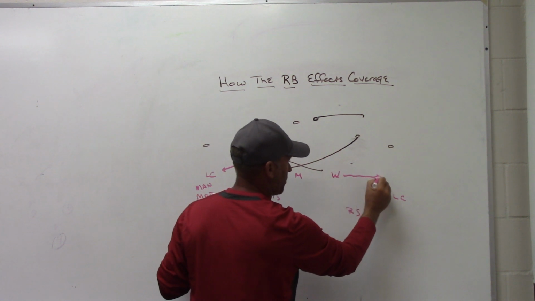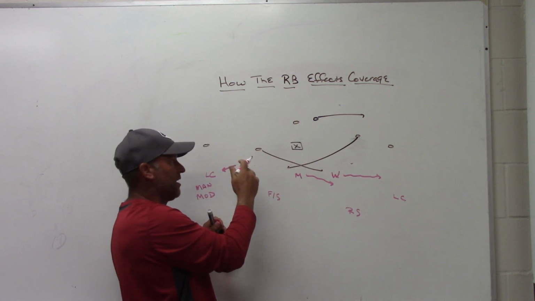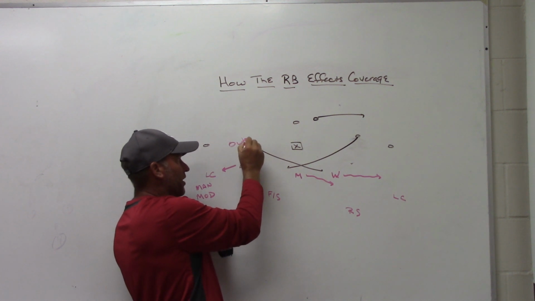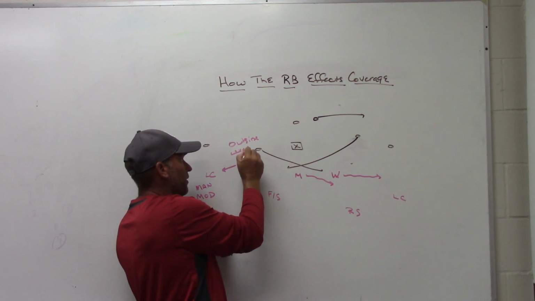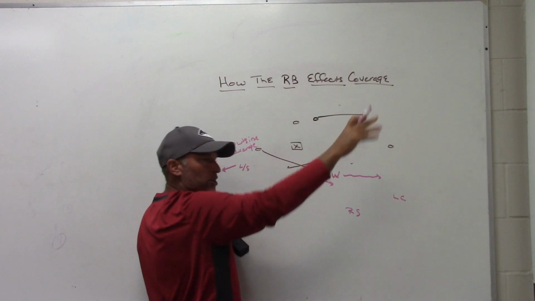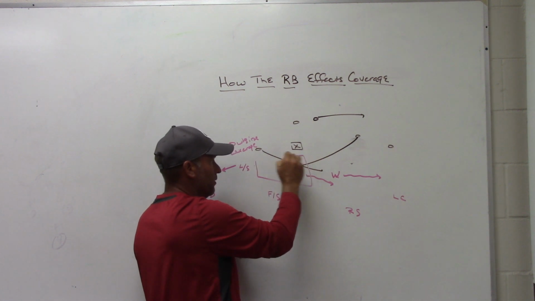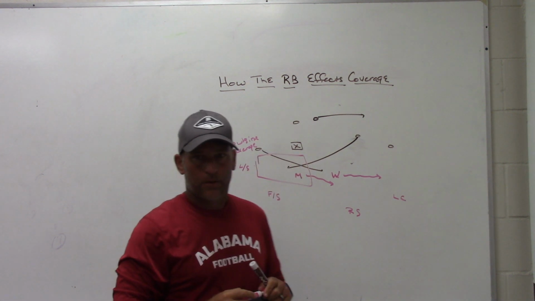if your Will pushed and your Mike pushed, because you're in quarters coverage to the other side, you're playing outside leverage on a tight end, all right? If the Mike drops to the side of the back and you're playing quarters coverage, there is no player inside the tight end, all right?